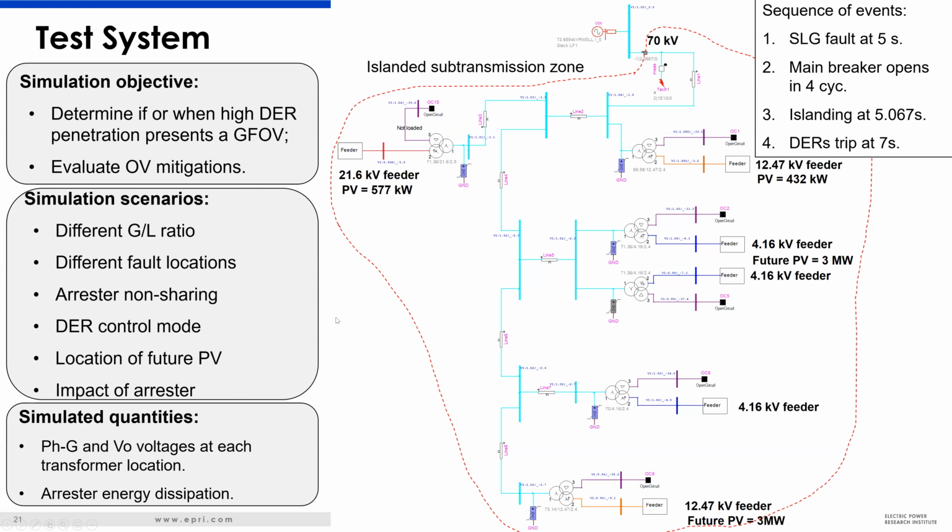Essentially, the older PVs, the ones installed before 2018, were using constant power factor, but with new rules after 2018, they were using volt-var. We simulated both, and there was no significant impact on GFOV, essentially because the time response of the control was simply too slow to have any significant impact. And location of future PVs. The utility provided the location for future PVs, but for higher levels of PVs, beyond what they plan to install, we put them on different locations to see the impact, and also the impact of arresters.